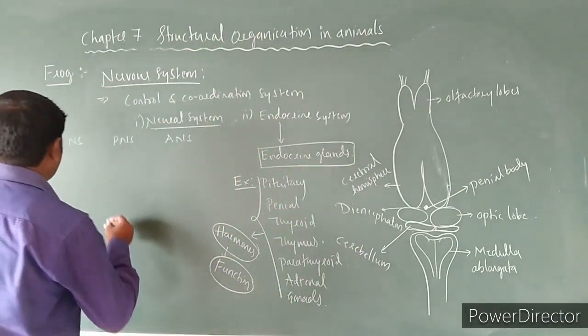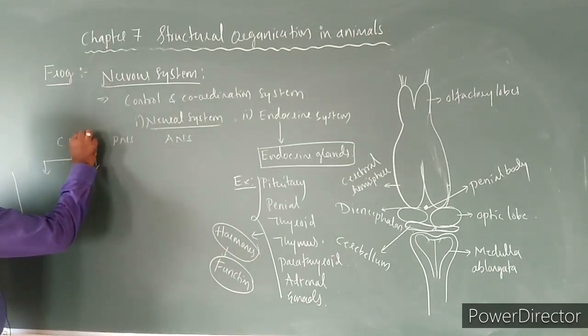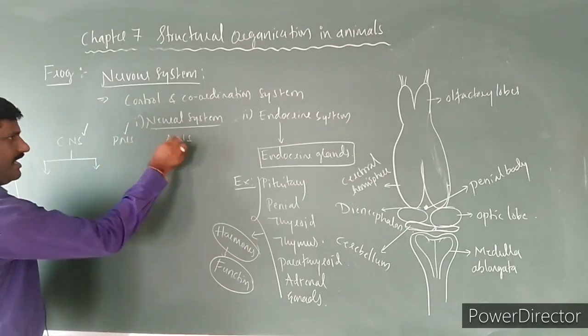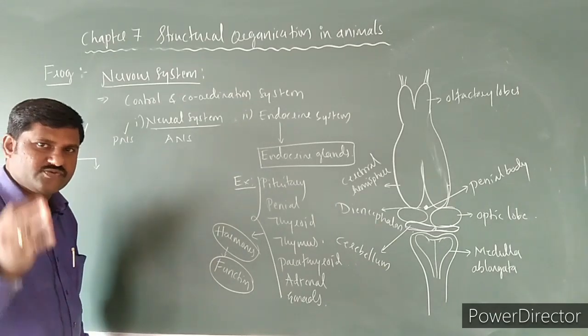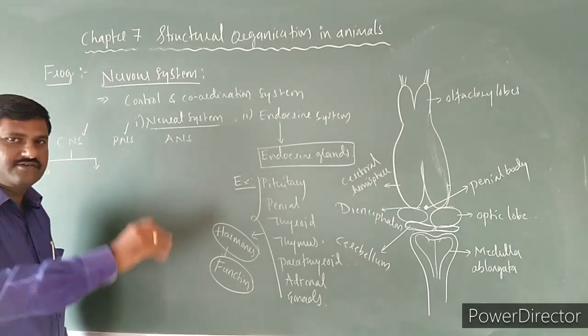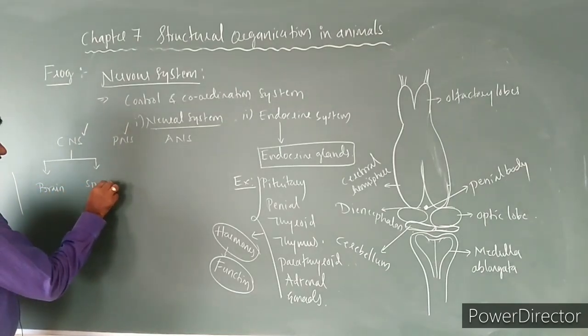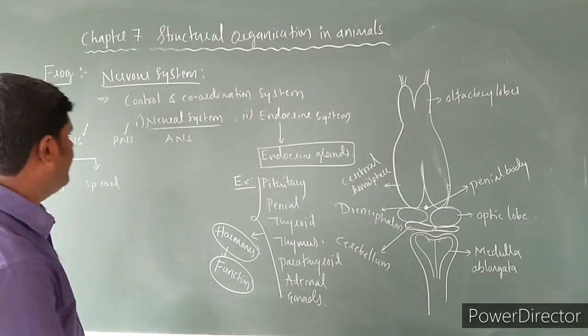What is the central nervous system? Why is it called so? Think about why it is called the central nervous system, why this is called PNS, ANS. All these questions should be with you. Think about this and find answers to these questions. CNS mainly consists of brain and spinal cord. What does it consist of? Brain and spinal cord.